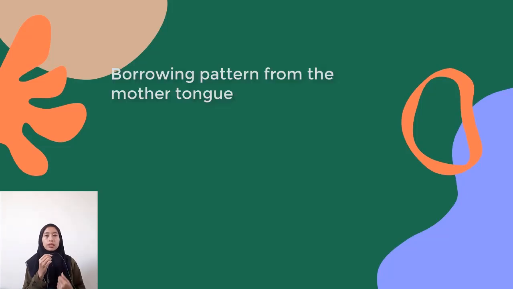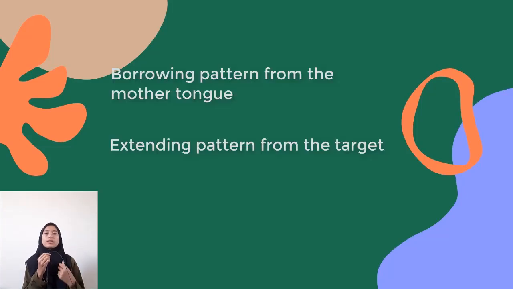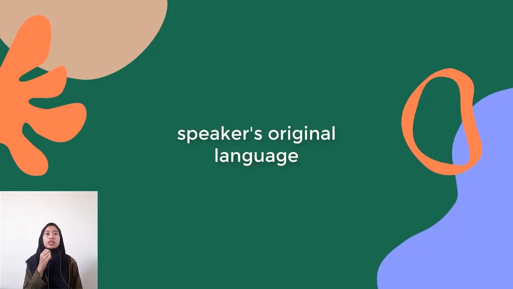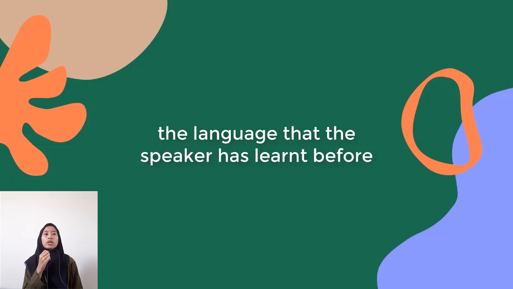Different people produce different interlanguage of their own. These include, first, borrowing patterns from the mother tongue. Second, extended patterns from the target language. And the third is expressing meanings using the words and grammar which are already known. Interlanguage is affected by the speaker's original language or the language the speaker has learned before. It has its own rule system that is different from the native speakers.